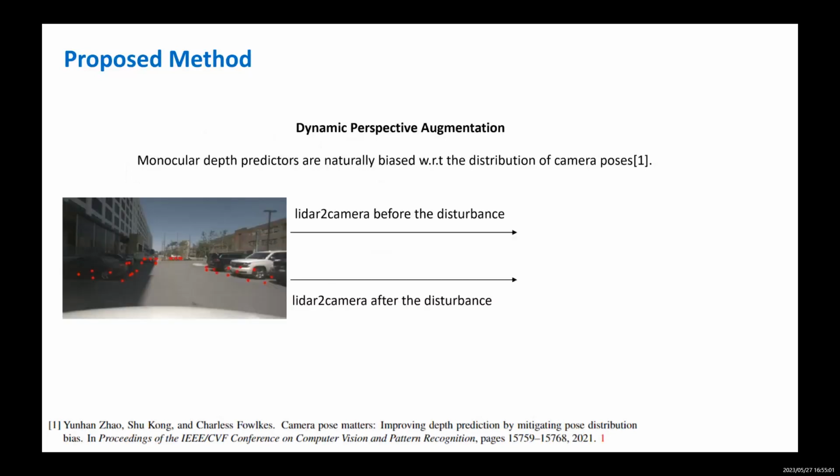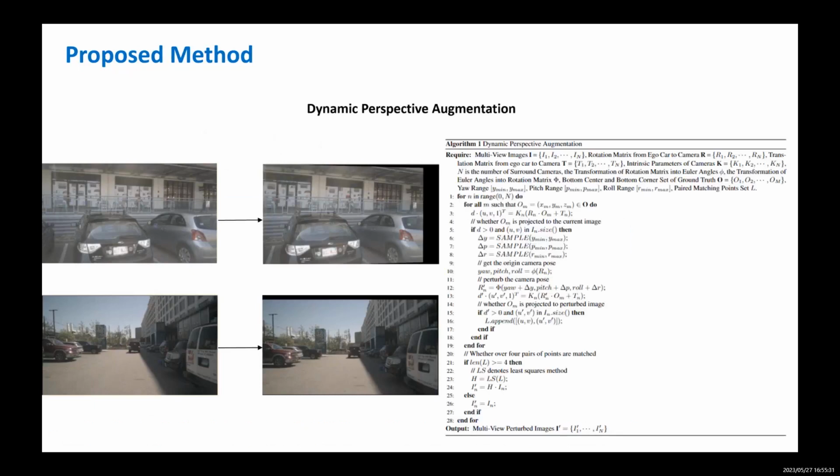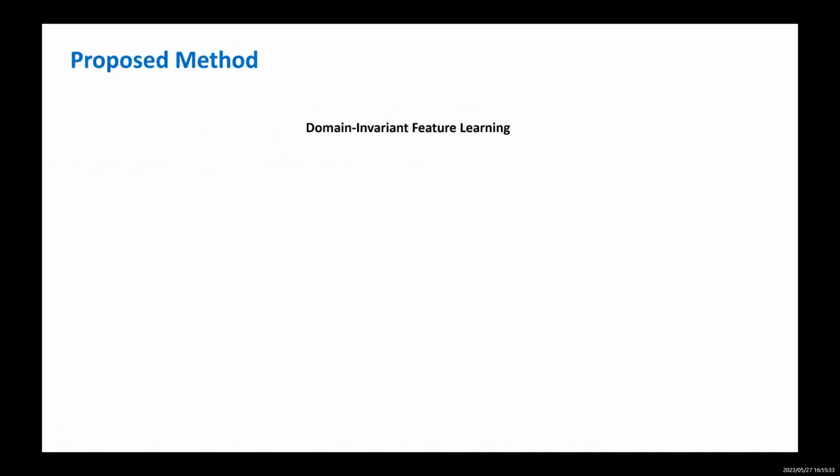Concurrently, we first perturb the camera poses, then obtain the LiDAR to camera transformation matrix before and after the disturbance, and project the points at the bottom center of the ground truth onto the two images using the above two transformation matrices. When there are more than 4 pairs of matching points, we can restore the homography matrix, and then perform perspective transformation on the entire image. The right part is the implementation details.